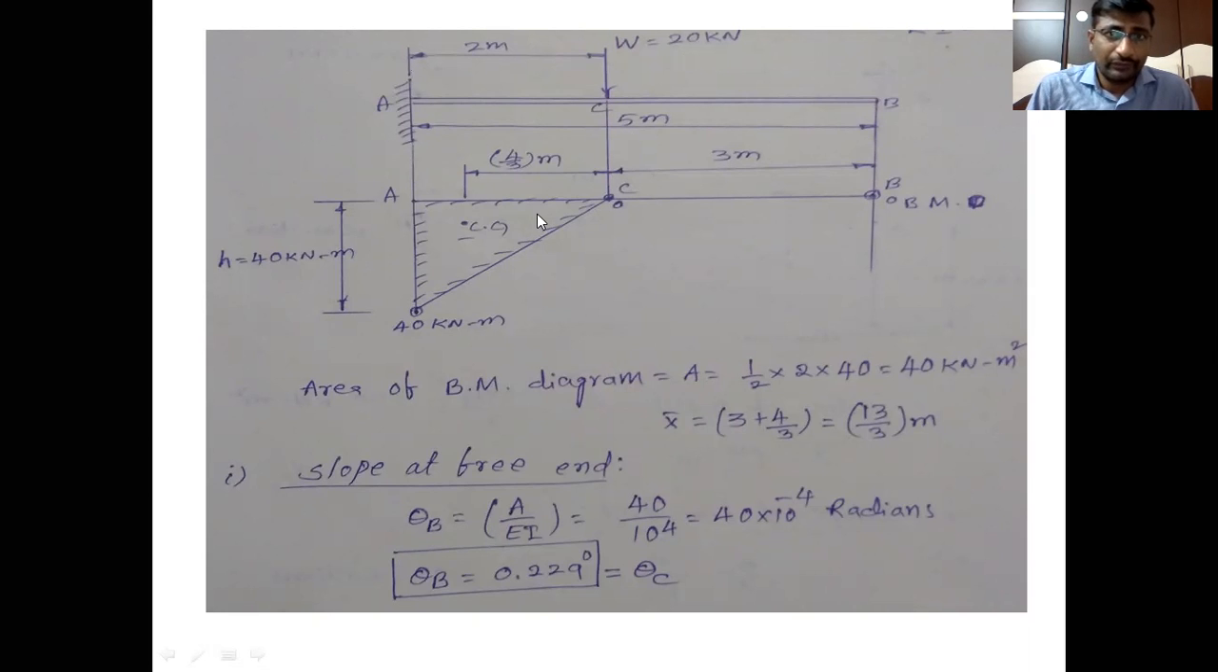So 20 into 2 is 40 kilonewton meter. So bending moment at point A is 40 kilonewton meter. Therefore, by drawing the bending moment diagram for this, draw a horizontal line, baseline. On that baseline, locate the bending moment points at B and C. Those two bending moments are 0.